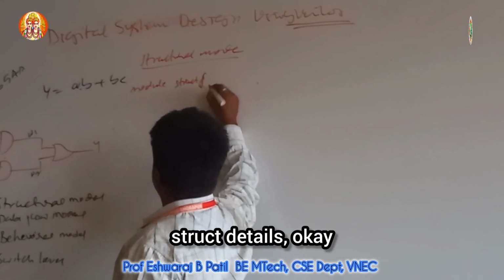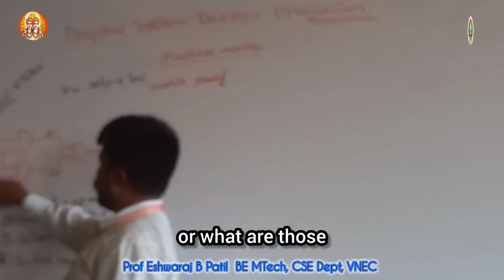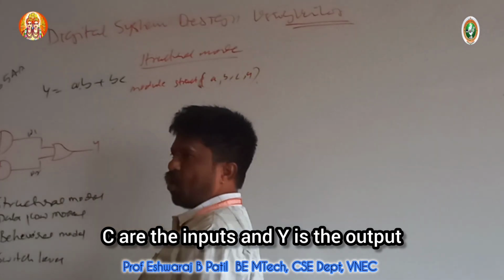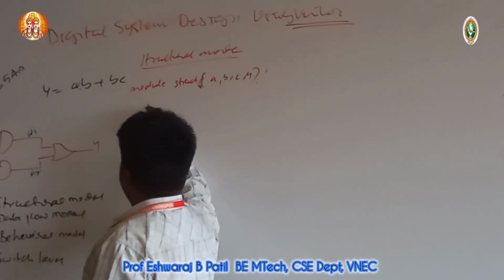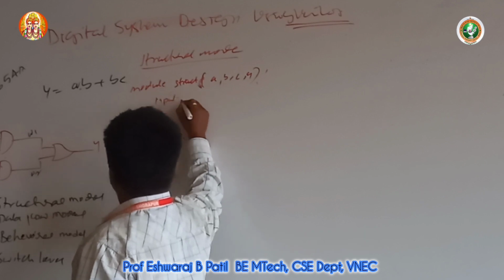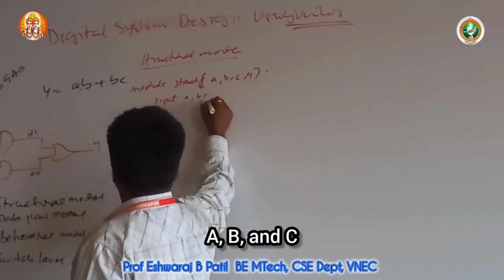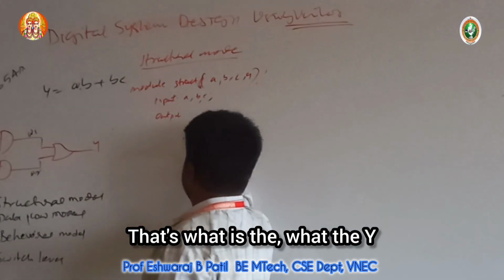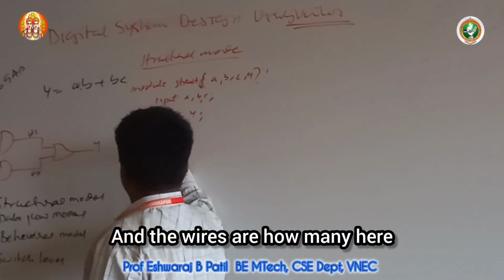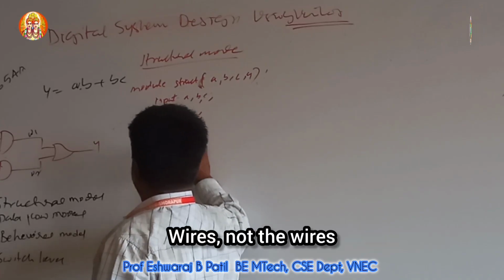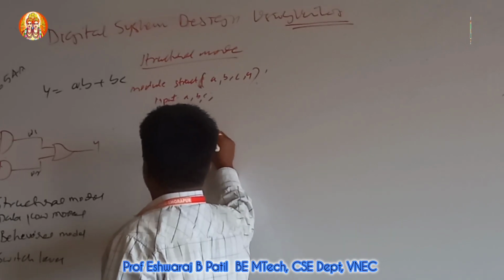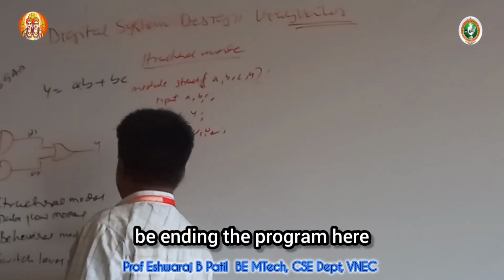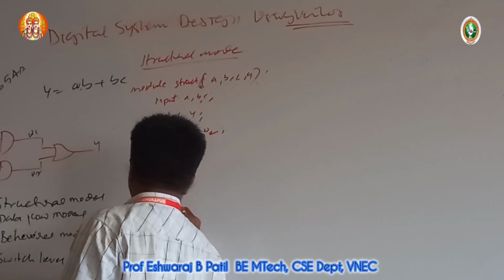Then I define the inputs and output: A, B, C are the inputs and Y is the output, with a semicolon. Output: only one, that is Y. Wires: W1 and W2. These two are there. Then I end the program here with end module.